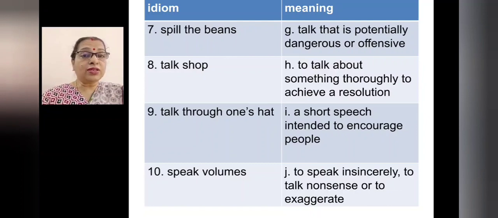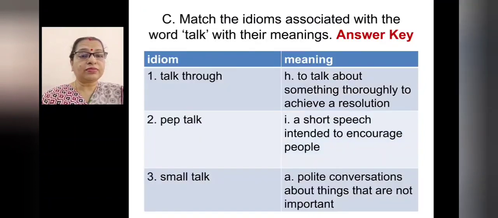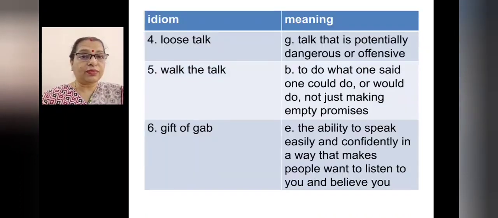Have you found out the answers? Now let's find out whether you have done it properly. See, we have the answers given here. Talk through: to talk about something thoroughly to achieve a resolution. Pep talk: a short speech intended to encourage people. Small talk: polite conversations about things that are not important. Loose talk: talk that is potentially dangerous or offensive.